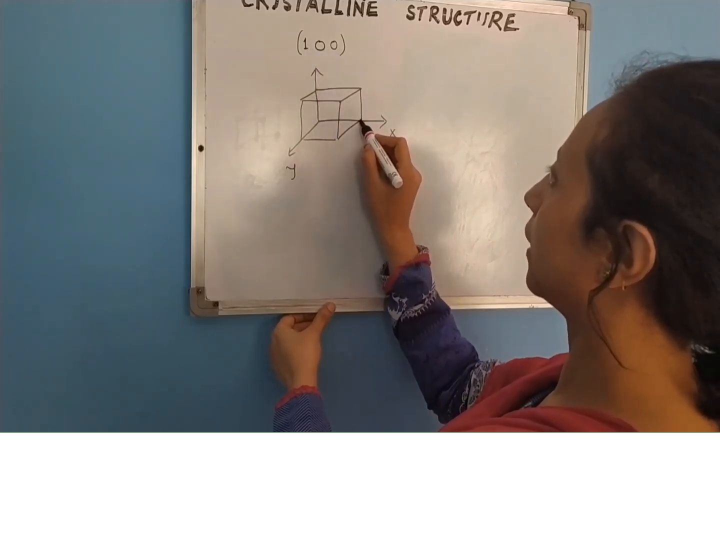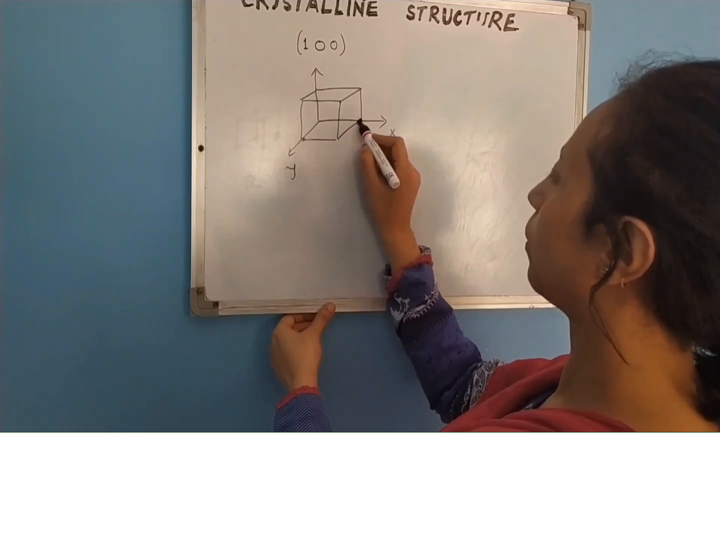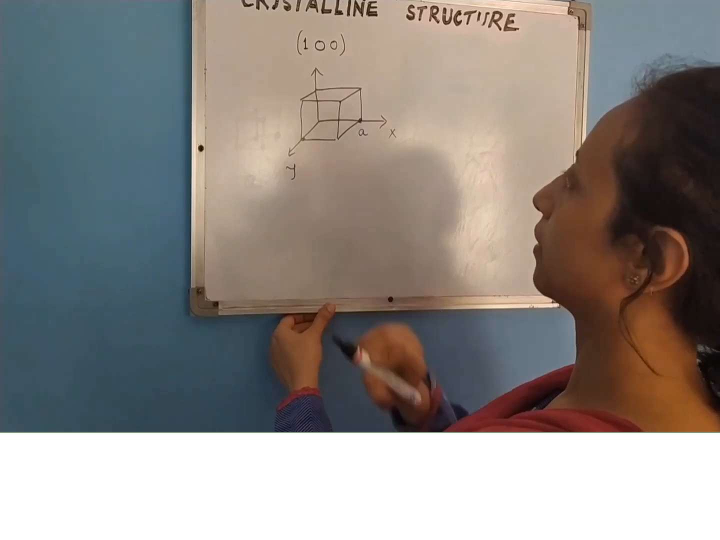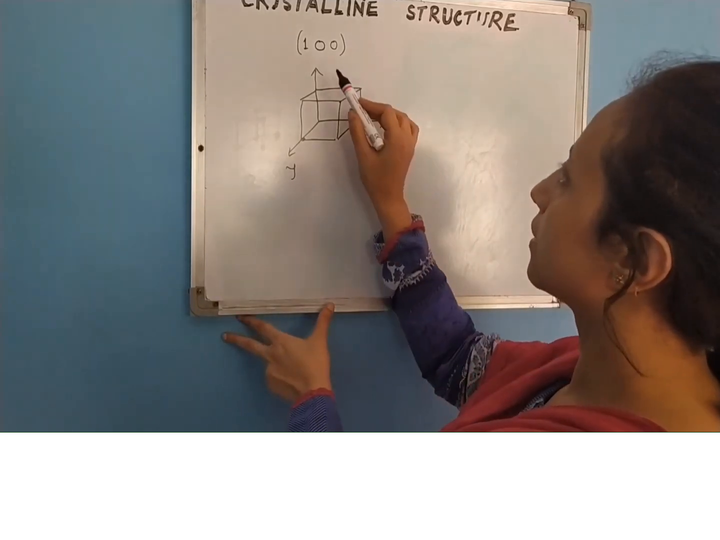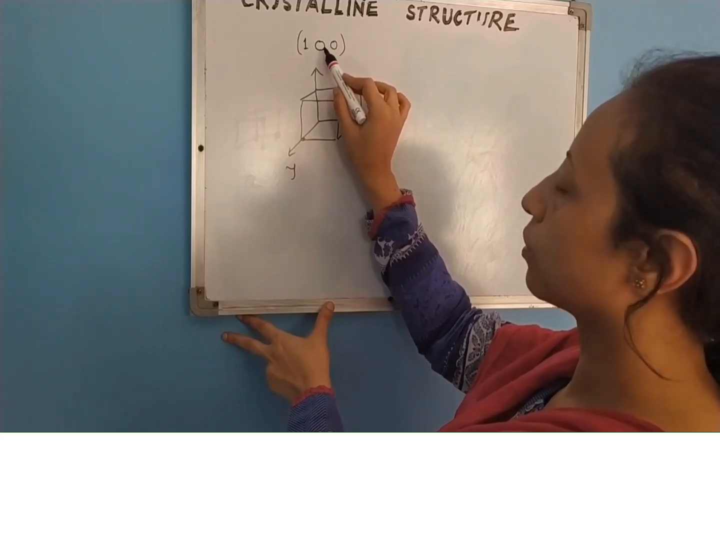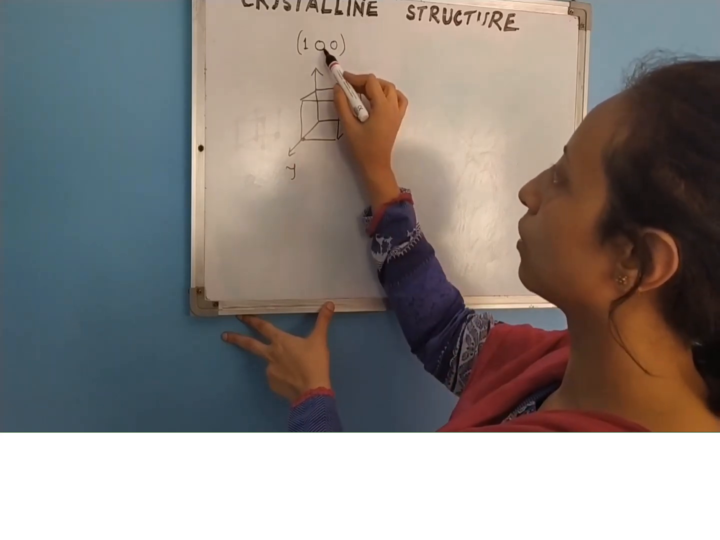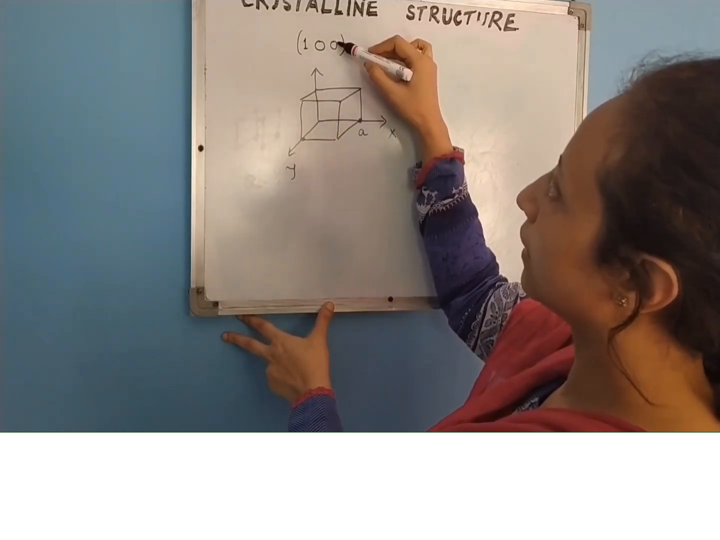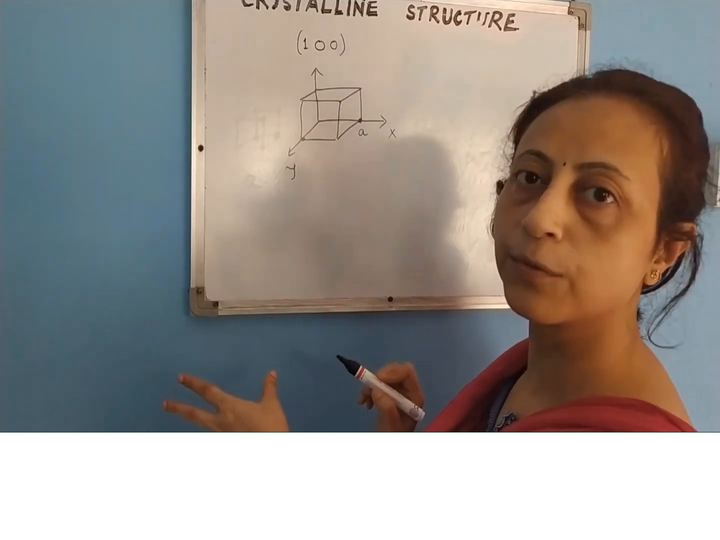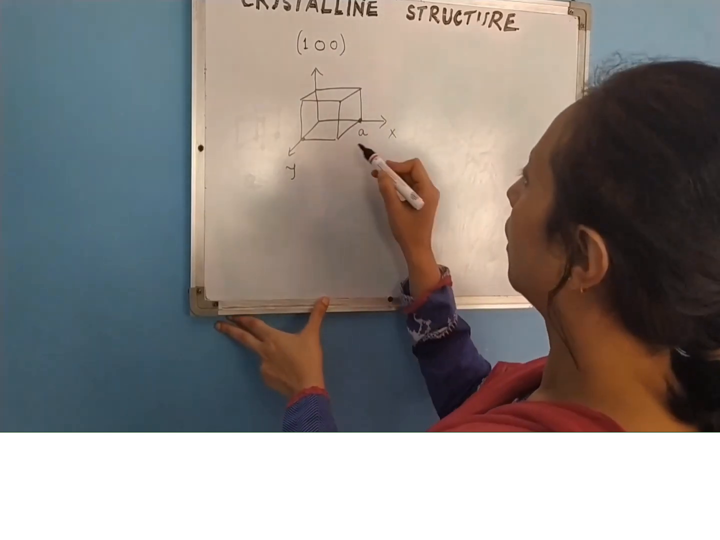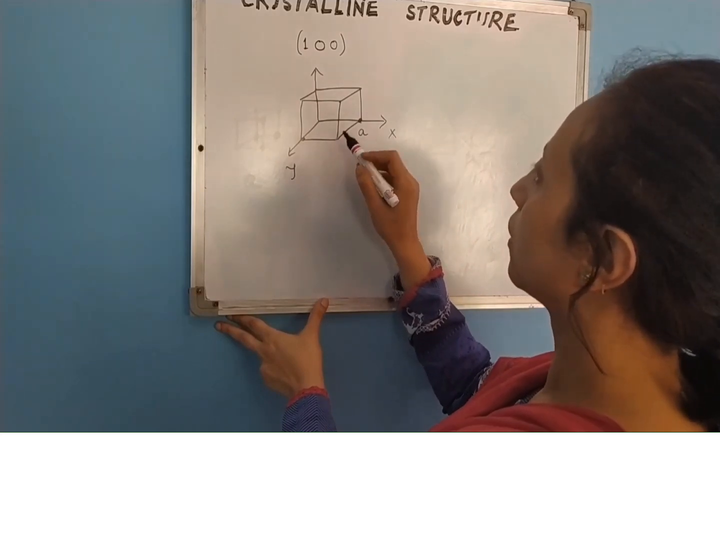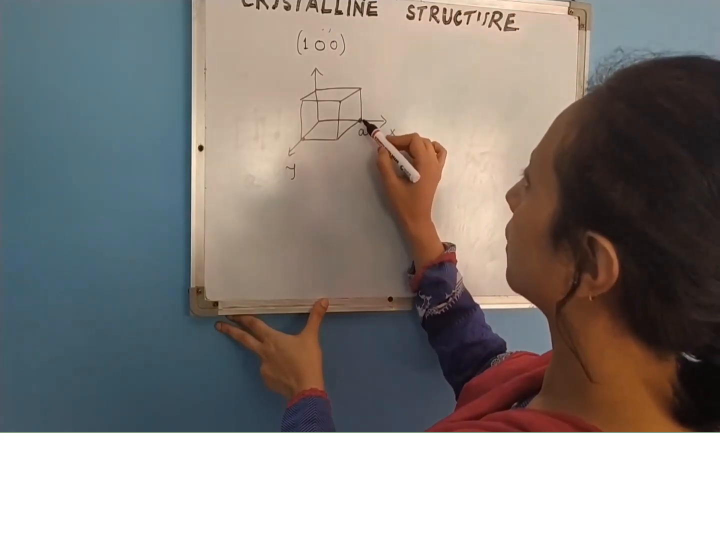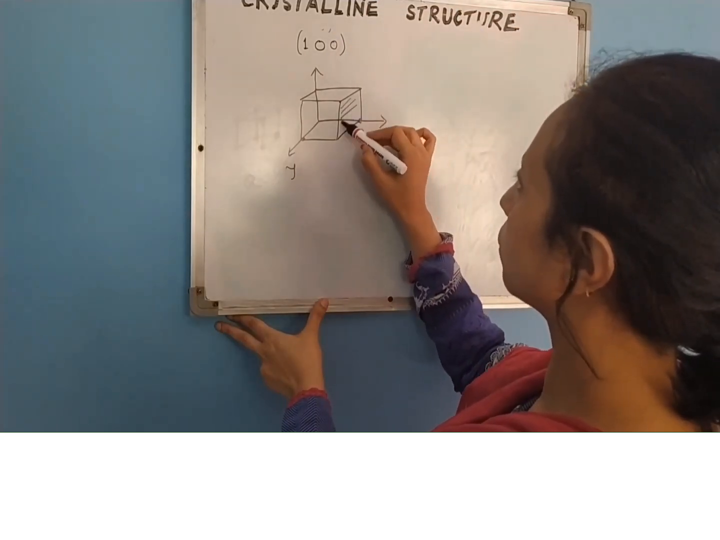So it is making intercept 1 because reciprocal of 1 is 1. So 1 into A means A. Next 0. So reciprocal of 0 is infinity. That means it is not making any intercept with y-axis. So the third Miller index is 0, reciprocal of which is infinity. That means it is not making any intercept with z-axis as well. So that it will be parallel to the yz plane, right? So this is intercept with x-axis, so this will be the plane.